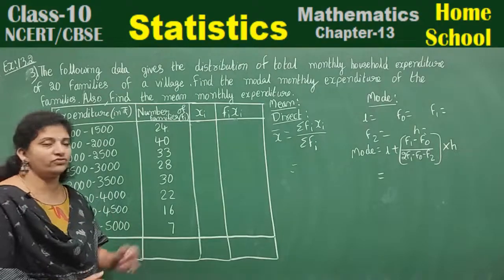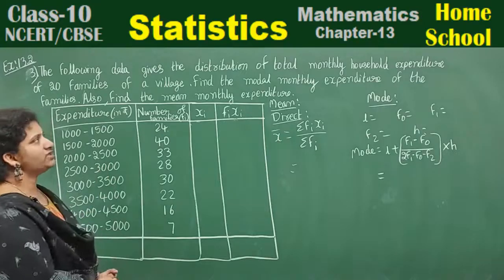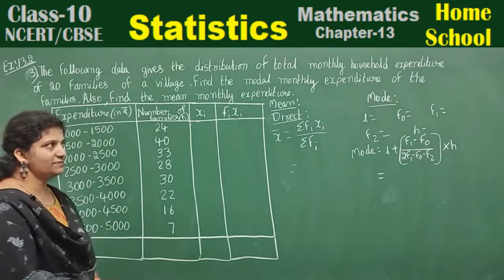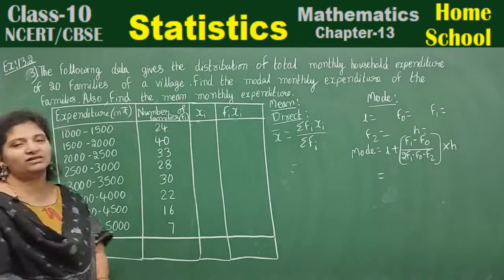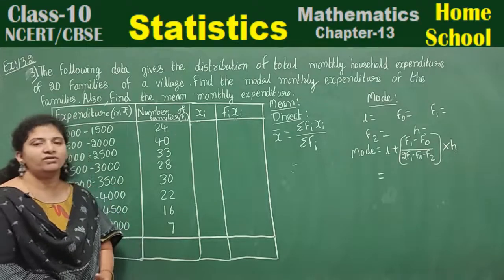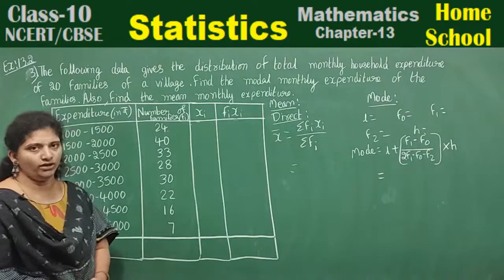Household expenditure of 20 families is a given data of a village. Find the modal monthly expenditure of the families. Also find the mean monthly expenditure. We need to calculate the measures of central tendency, mean and mode.